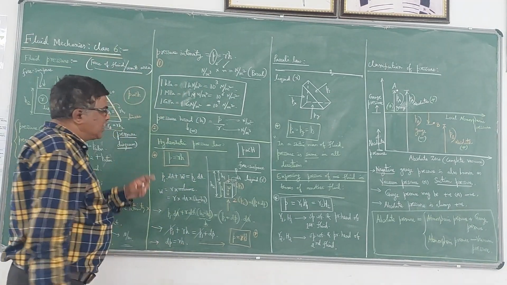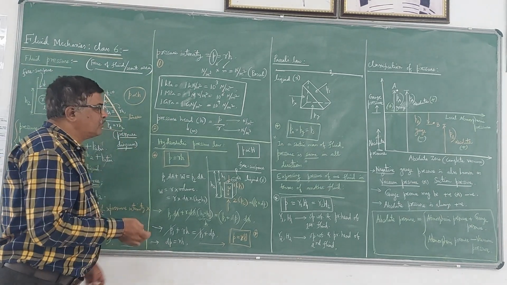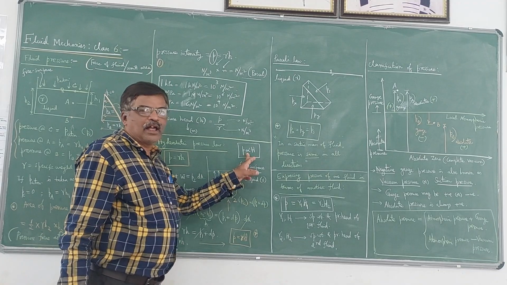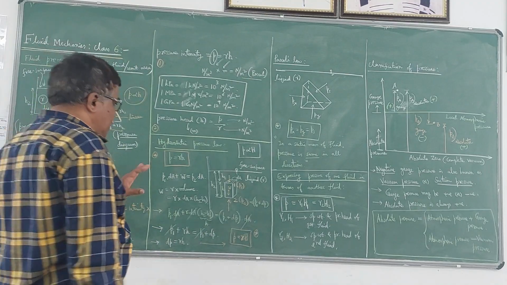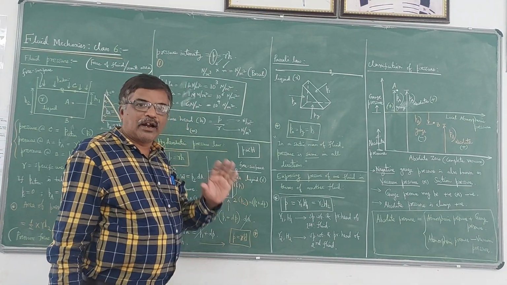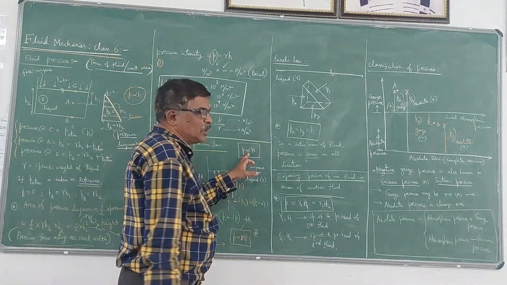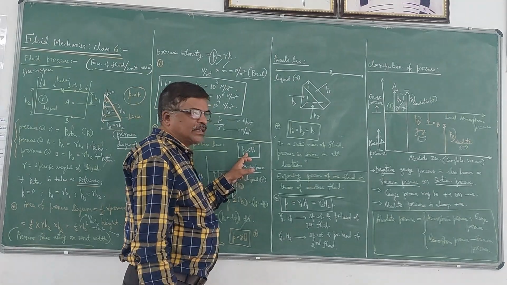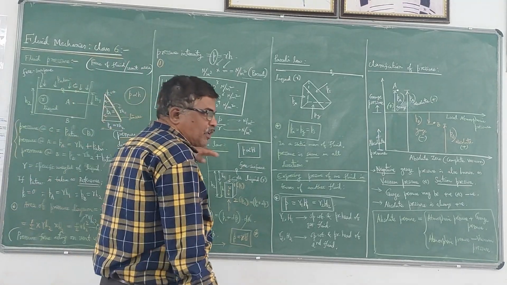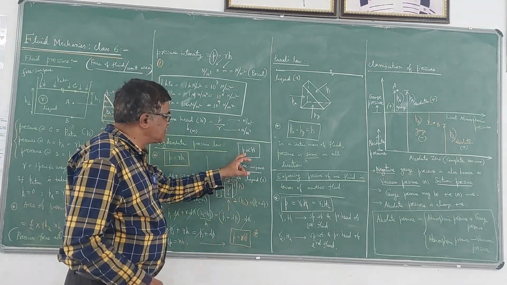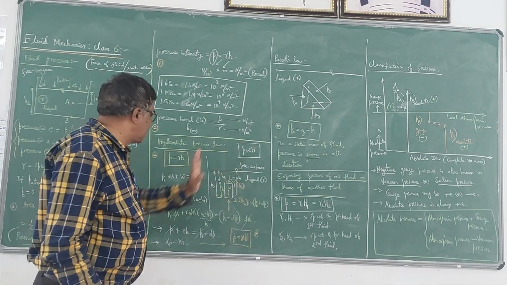Now, there are two important laws. One is the hydrostatic pressure law, which states that the pressure intensity at a point in a static mass of fluid is directly proportional to the depth of that point from the free surface. So that is P is directly proportional to H. P is the pressure intensity at any point in a static mass of fluid, and H is the depth of that point from the free surface. So as the depth increases, your pressure also will increase. That is the concept of this.